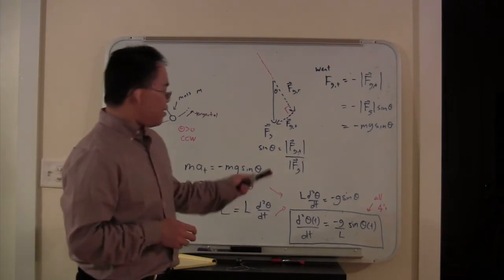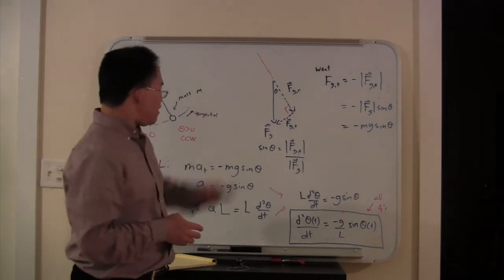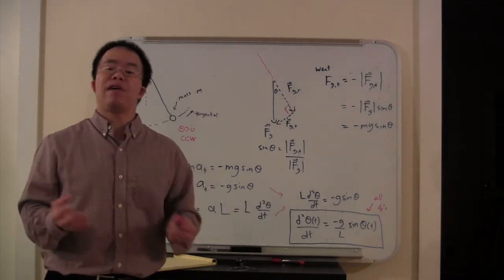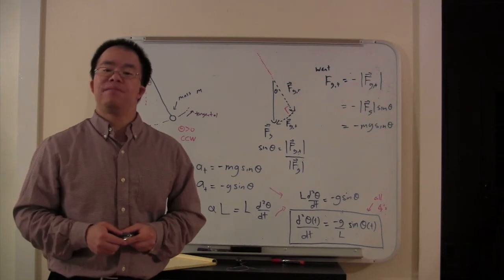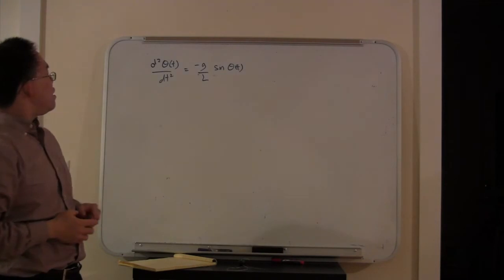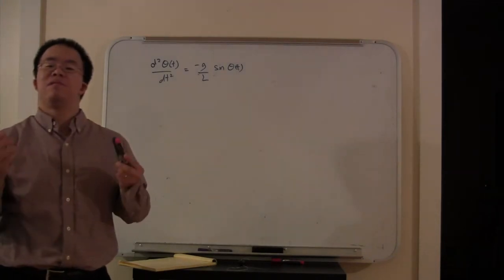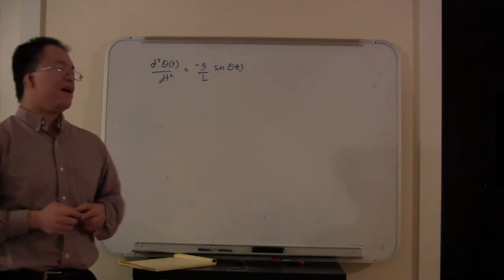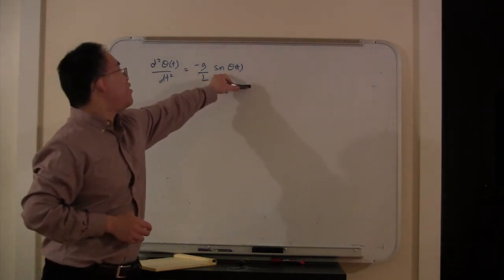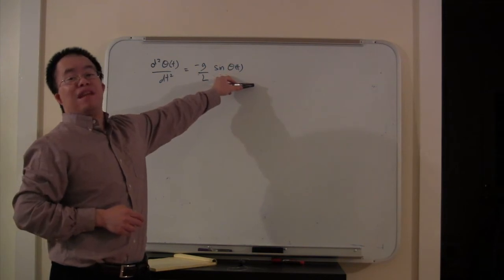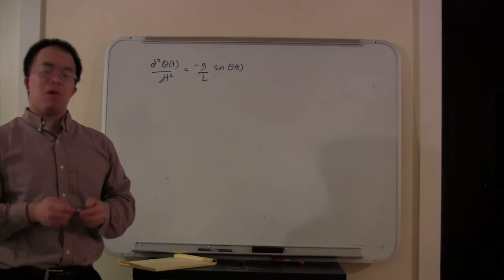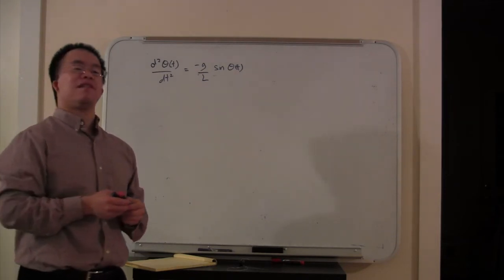So what I'll do is erase the board, and next we'll apply what's called the small angle approximation to simplify this. Alright, so here's our pendulum differential equation. Now it turns out that the problem with this equation is the sine function here on the right-hand side. So this is where the small angle approximation comes in.